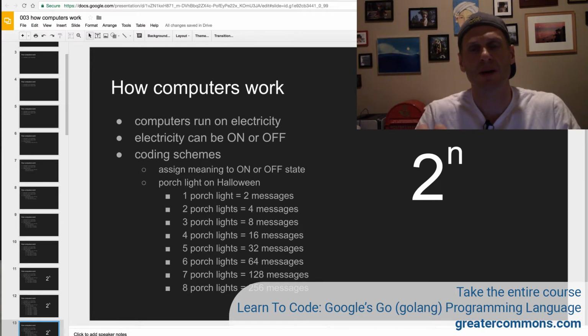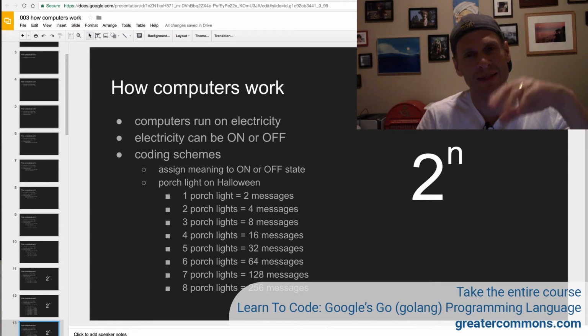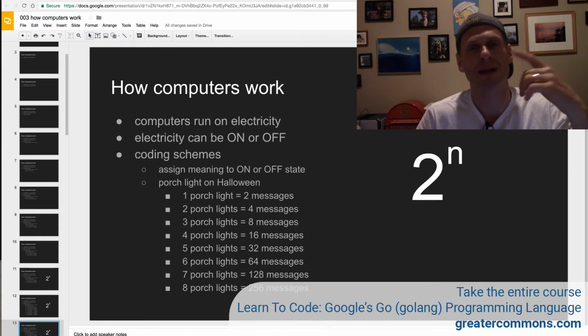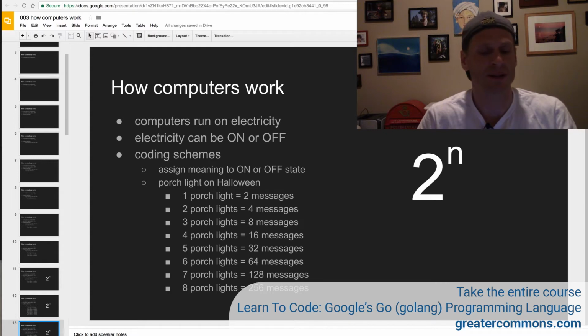It's base 2 because on or off, there are 2 states there. It's binary. Binary means 2 choices. Bi is the prefix which means 2, which is why a bicycle has 2 wheels, or a biplane has 2 wings, or bisexual means 2 options. Bi means 2. And however many you have gives the permutations of possible combinations. So 2 to the power of 8 gives you 256 messages.